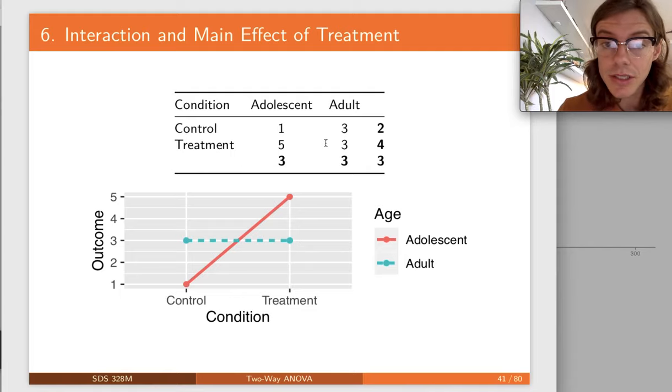And how can you see the interaction in the table? Just do this cell mean minus this cell mean. So 1 minus 3 is negative 2. 3 minus 5 is positive 2, right? So those are different. So you know you've got, at least numerically, an interaction.